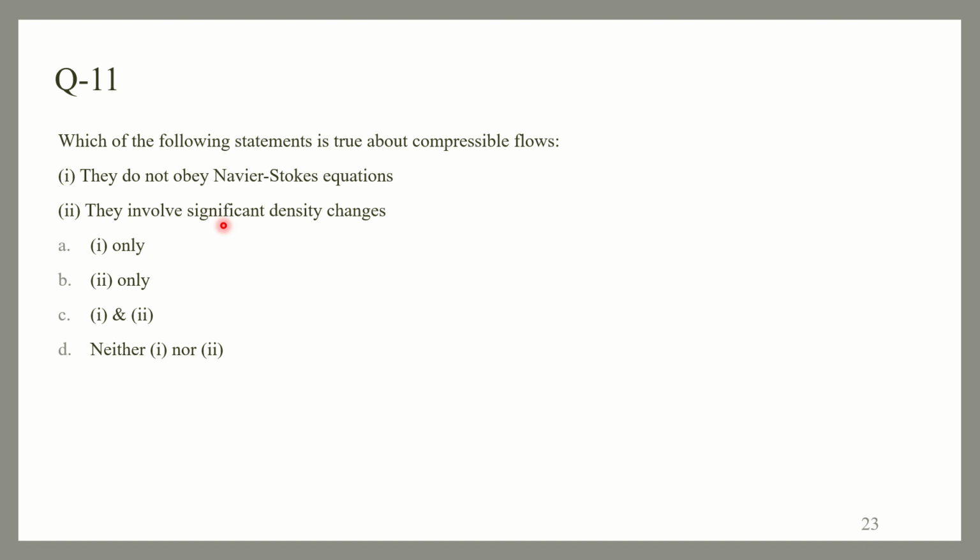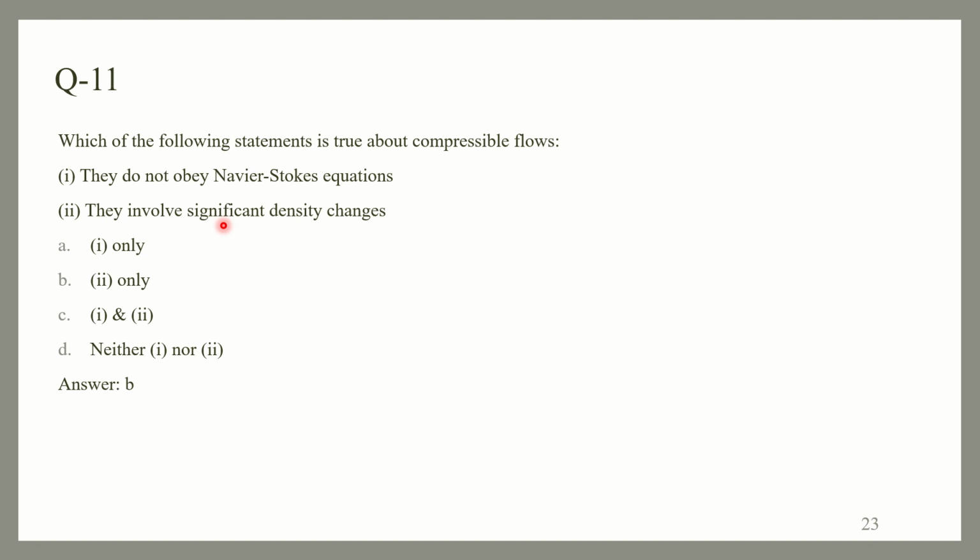So answer is actually 2 only, because compressible flow equations obey the Navier-Stokes equations as well. When it is an incompressible flow, we reduce the equation to a different form, but otherwise they obey Navier-Stokes equations as well. But they involve significant density changes, which is what we have seen from the Mach number as well. If Mach number is greater than 0.3, density changes would be significantly more than 5%. So we cannot say it is incompressible. So it comes under compressible flows.